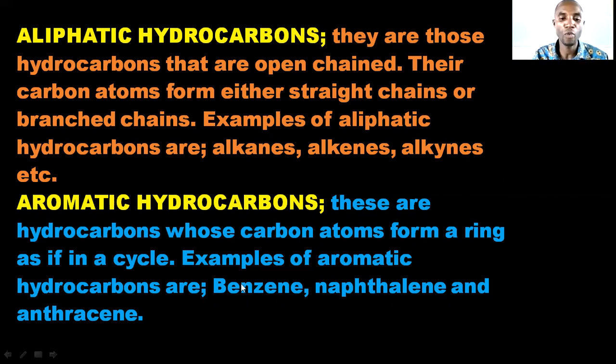Examples of aromatic hydrocarbons are benzene, naphthalene, anthracene, and all of that. Anthracene and naphthalene all have benzene structures; they are benzene derivatives. Two benzene structures, three benzene structures, and other derivatives of benzene.